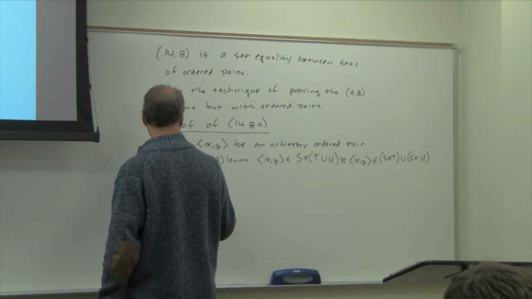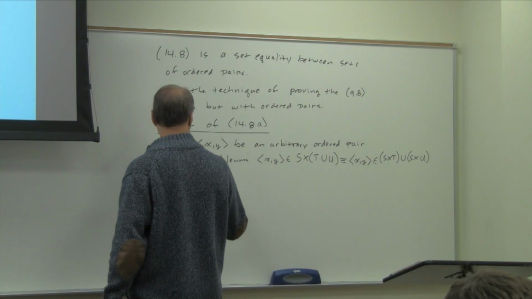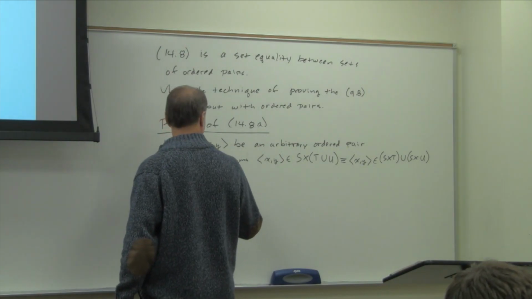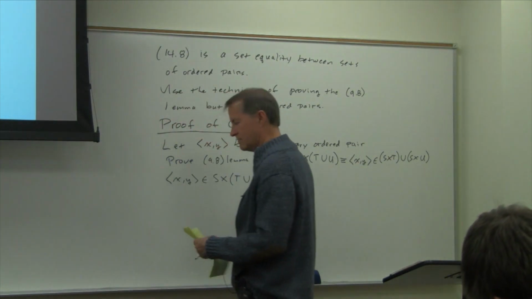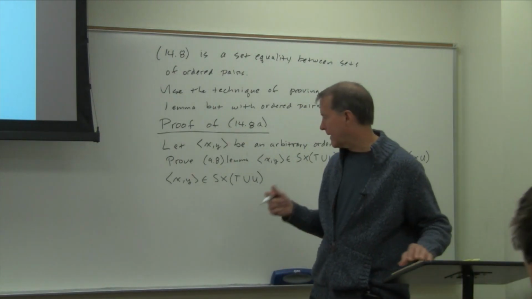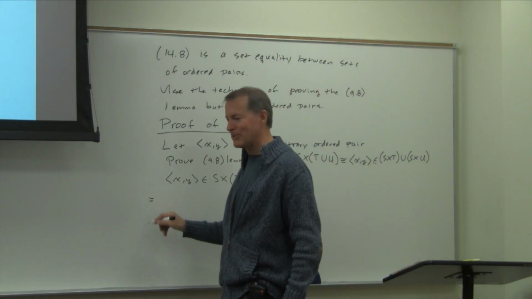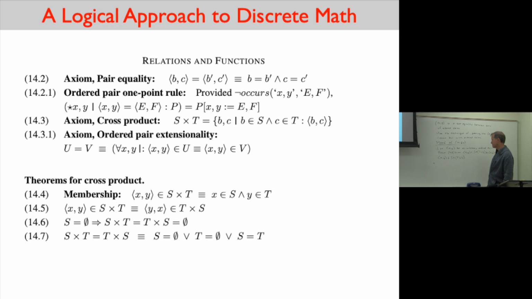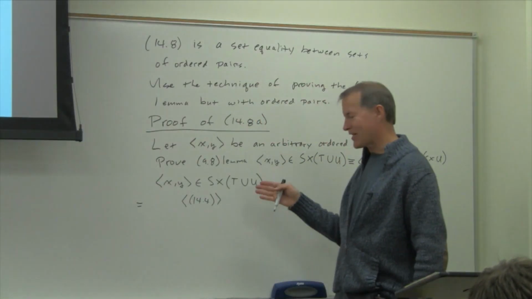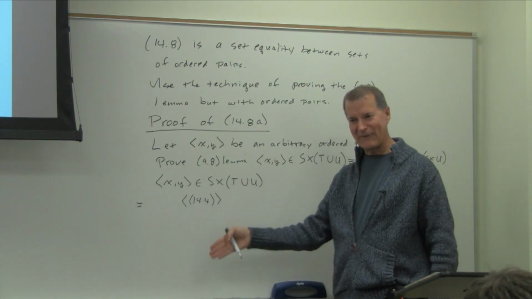Okay, so let's go. (x, y) is an element of S cross (T union U). What are we going to do with all of this? Let's go back a page. Membership is the only thing we have. This proof virtually writes itself. We can just put this on autopilot, and there's only one thing we can do.